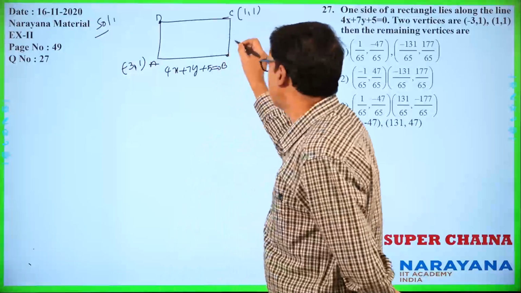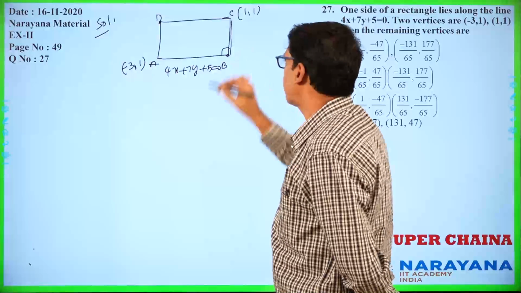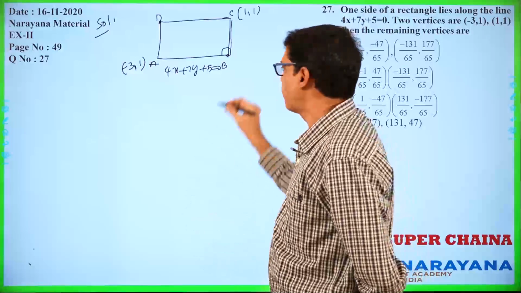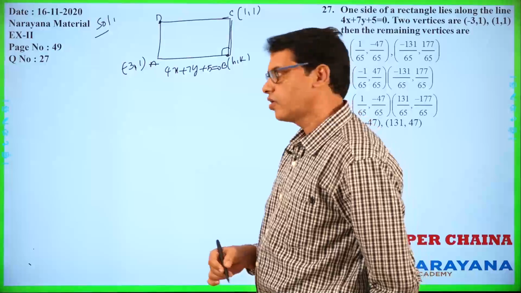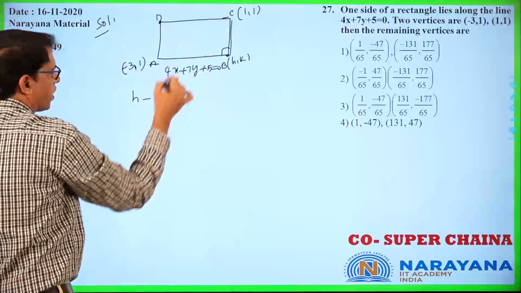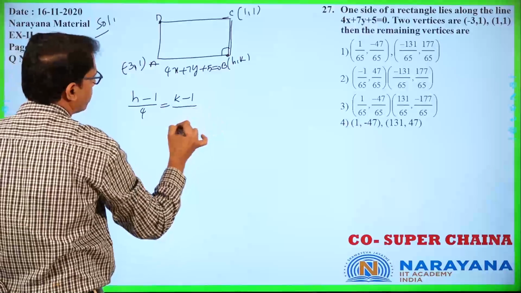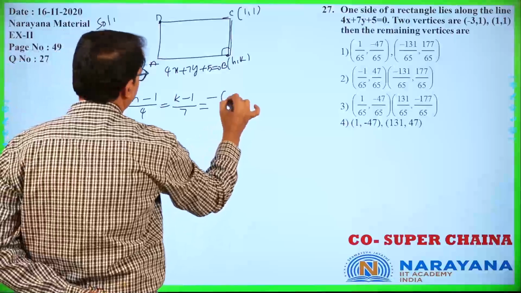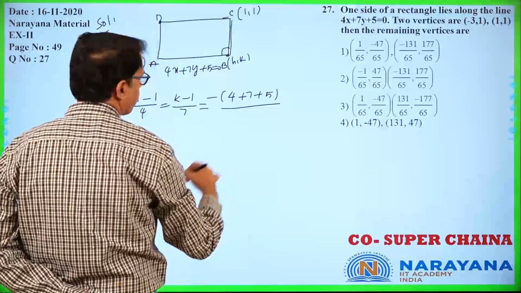It is a rectangle, this is a right angle. If you drop the perpendicular, this point is called the foot of the perpendicular. Say if B coordinates are some (h, k), then you can find the B coordinates by (h minus x1) by a equal to (k minus y1) by b equal to minus of (a x1 plus b y1 plus c) upon (a square plus b square).